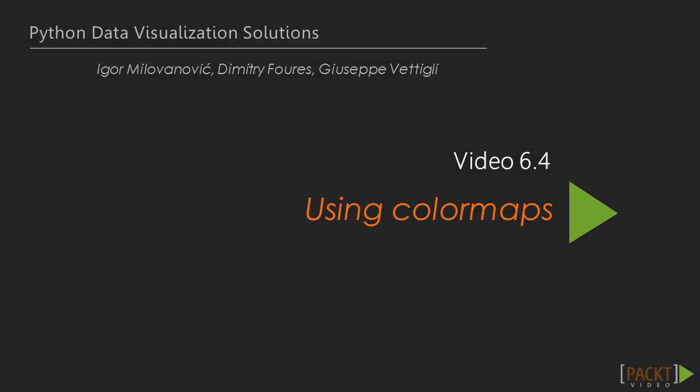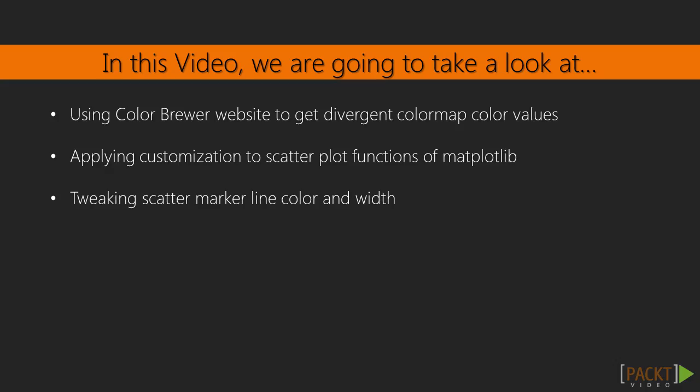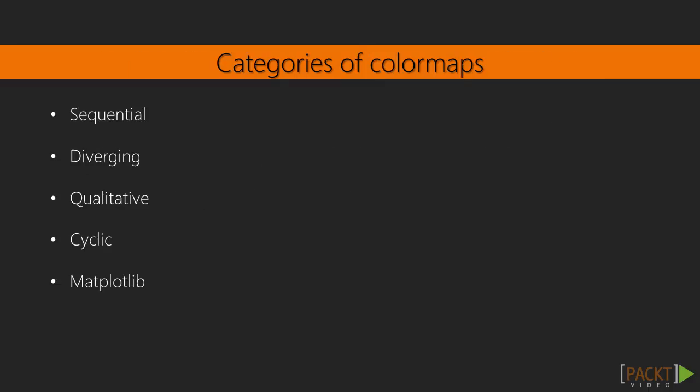In the previous video we looked at drawing streamlines of vector flow. In this video we're going to go through in depth with the use of color maps in data visualization. Color maps in general can be categorized as this.